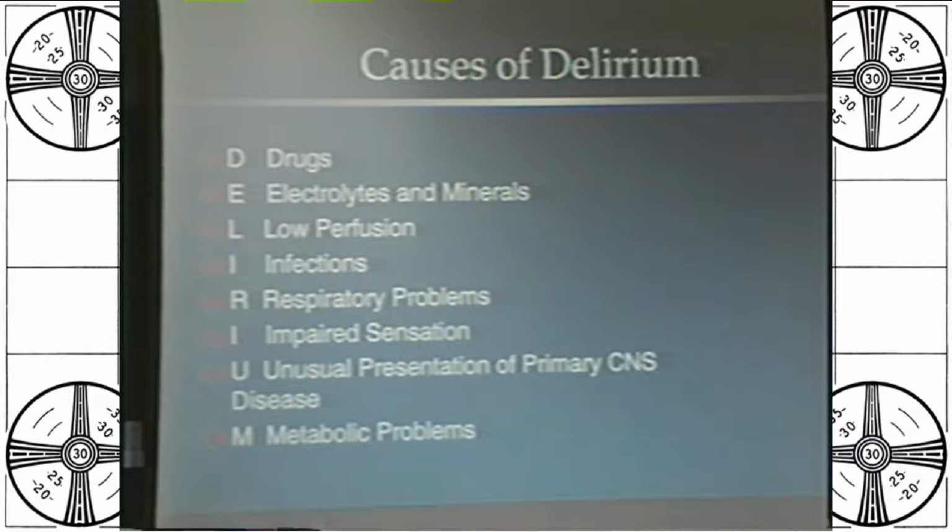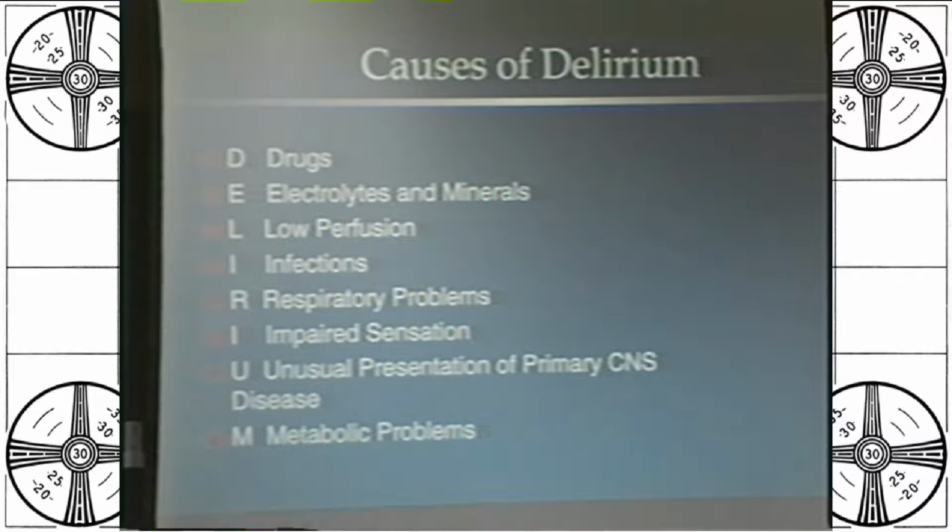This is my fairly simple-minded but clinically useful mnemonic to remember the causes of delirium when I'm actually seeing patients. I just spell it out and then attach the causes. D is for drugs, which by that I don't mean illegal drugs. I mean the ones that we prescribe most often. And I'll go into some detail about which drugs are more likely in a few minutes. E is for electrolyte and mineral abnormalities.